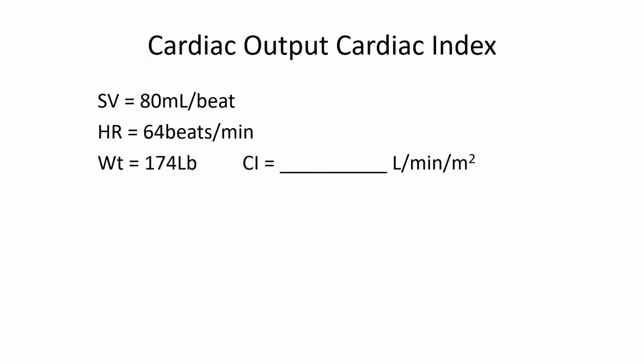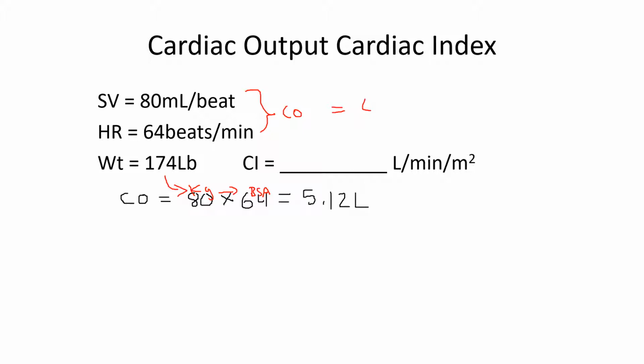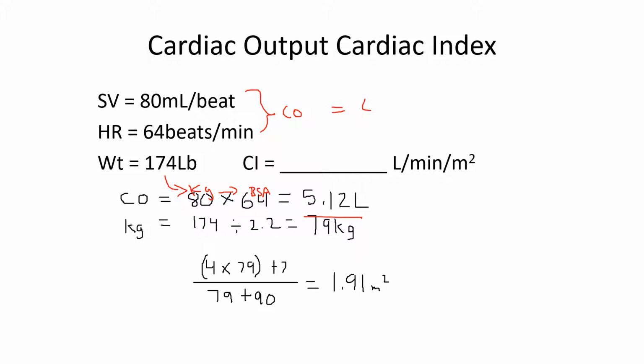All right, so this is going to make you do everything. You have to find CO, which is easy. Just remember it needs to be in liters. This you've got to convert to kgs, and then from kgs you've got to find BSA, right? So no sweat. Here we've got the CO, cardiac output, 5.12 liters per minute. Pounds to kilos, easy enough, 79 kilos. 79 kilos to body surface area, right? Plug 79 into the equation, about 1.92. Now that you've got surface area and cardiac output, you can find cardiac index.